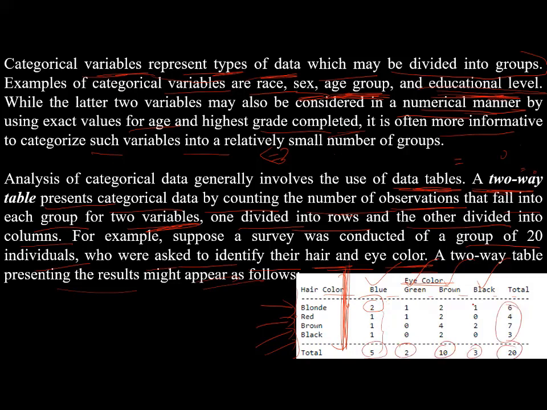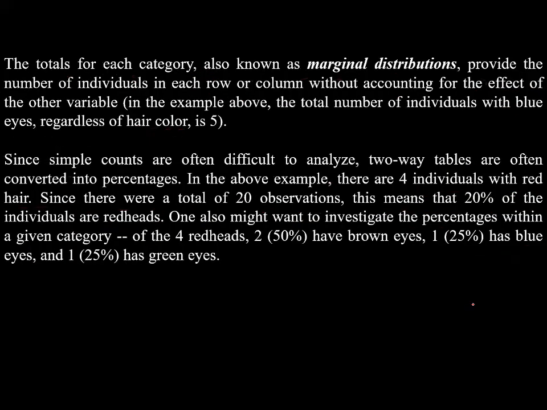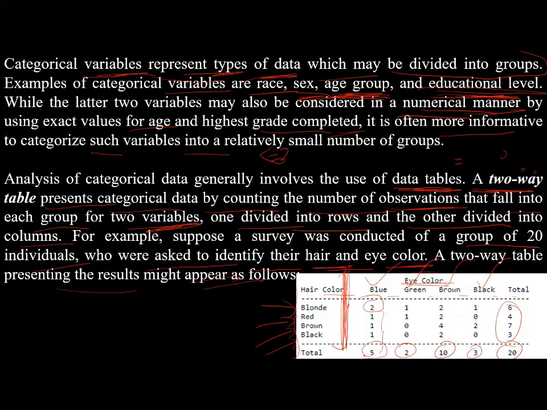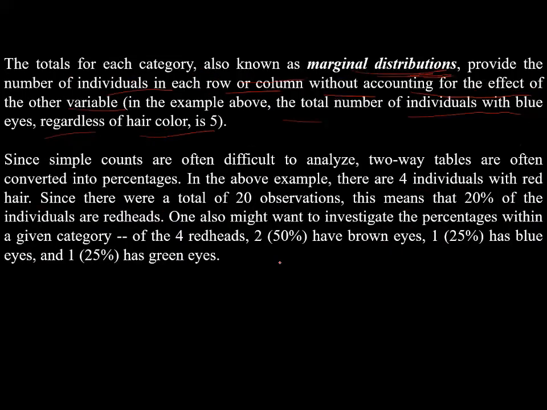Let us see with another example, my dear friends. The totals for each category are also known as marginal distributions, and provide the number of individuals in each row and column without accounting for the effect of other variables. In the above example, the total number of individuals with blue eyes, regardless of hair color, is 5. How many have blue eyes? 5. Similarly, how many have green? 2. So you can make such inferences.